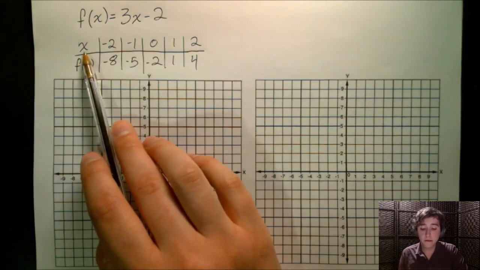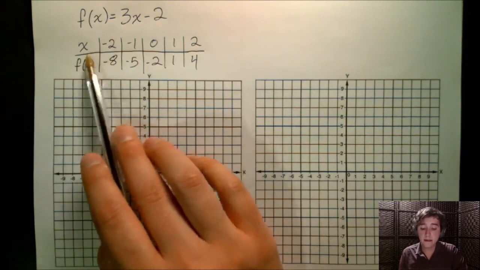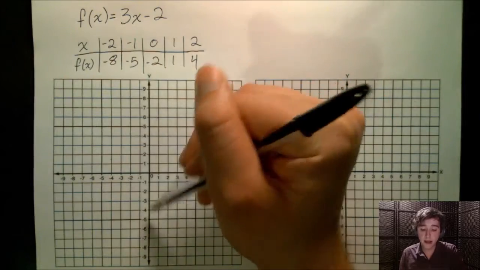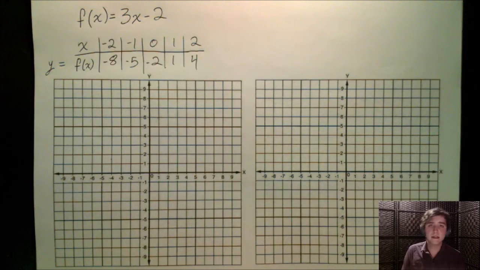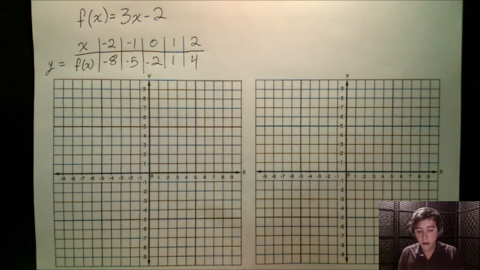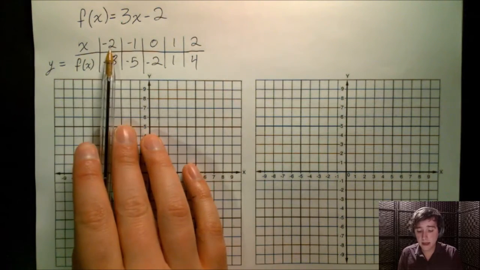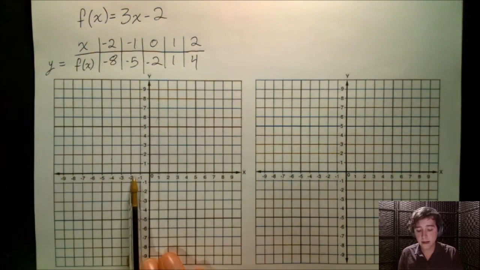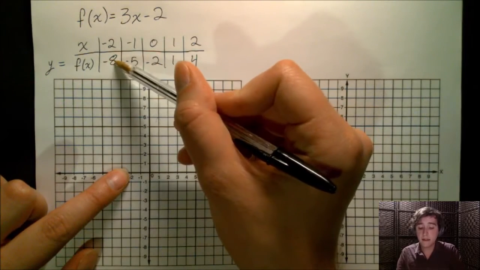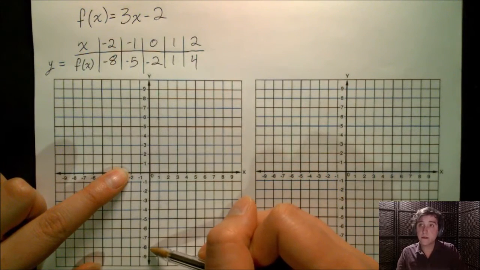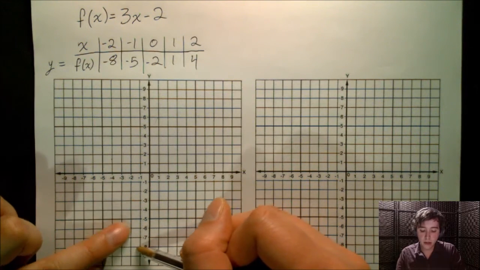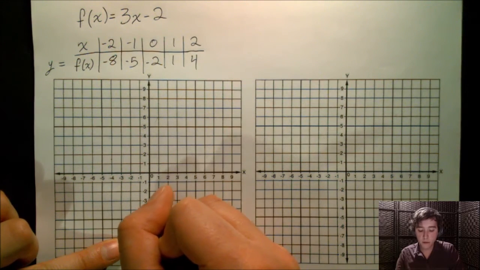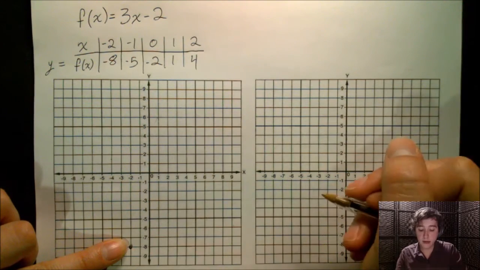And what we're going to do is plot the input on the x-axis and the output on the y-axis, which is why sometimes your teacher might call the output y instead of f of x. So we are going to take an input of -2, so we'll find -2 on the x-axis, and it gave us an output of -8, so that's on the y-axis down here. And where these two lines meet, we're going to put a point, and that point is going to be on the graph.